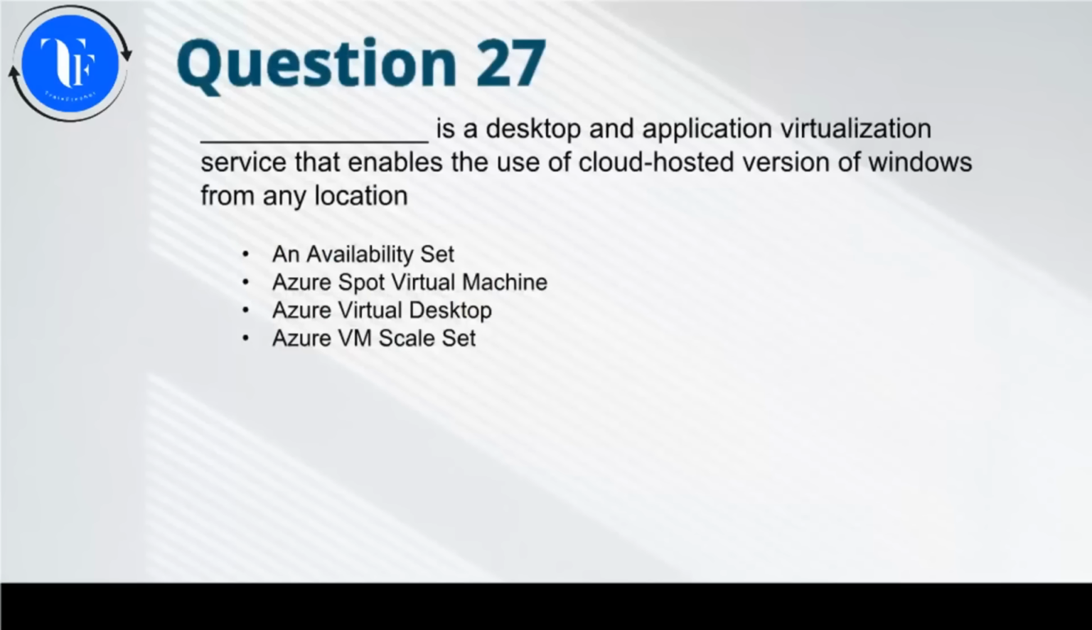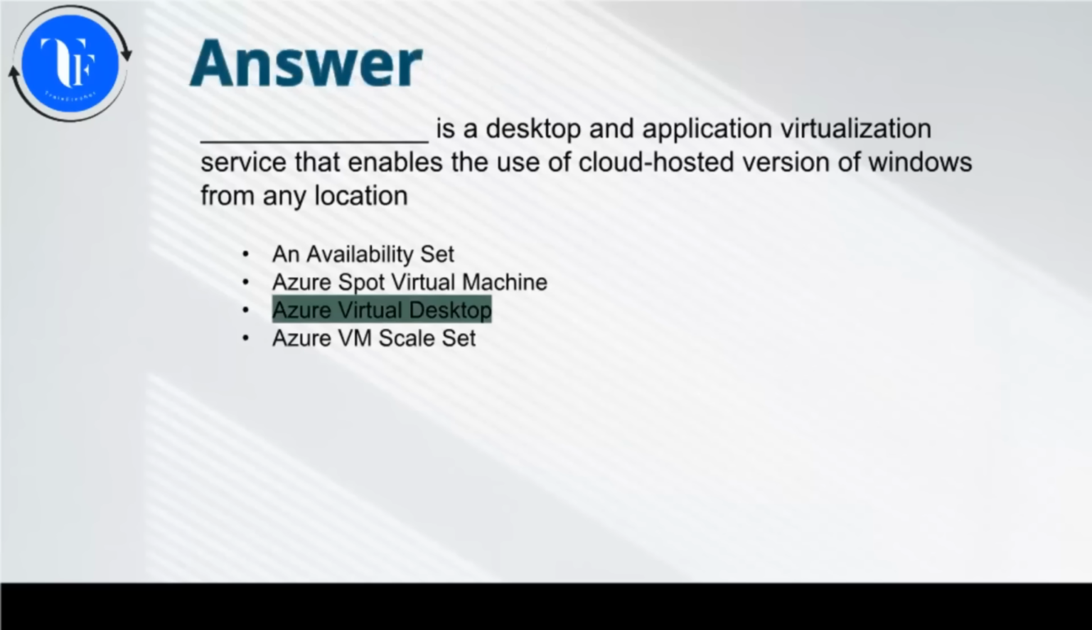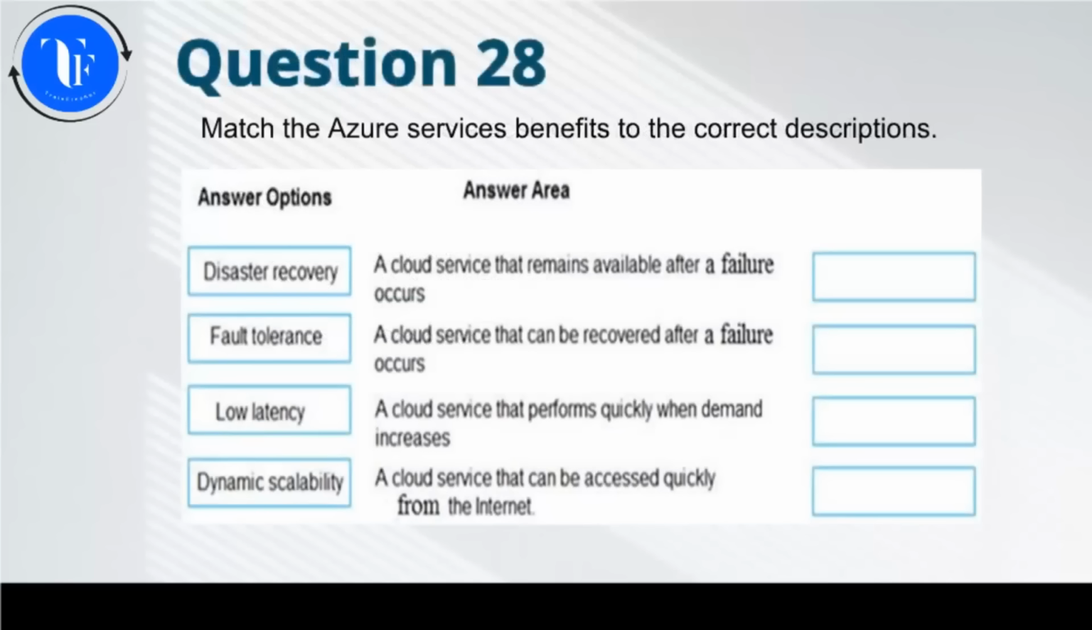Question 27. Is a desktop and application virtualization service that enables the use of cloud-hosted version of Windows from any location. An availability set, Azure Spot Virtual Machine, Azure Virtual Desktop, Azure VM Scale Set. Azure Virtual Desktop is a desktop and application virtualization service that enables the use of cloud-hosted version of Windows from any location.